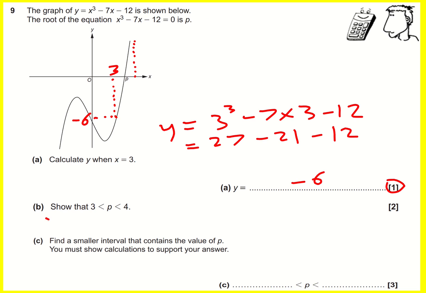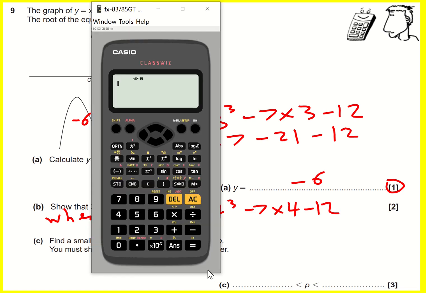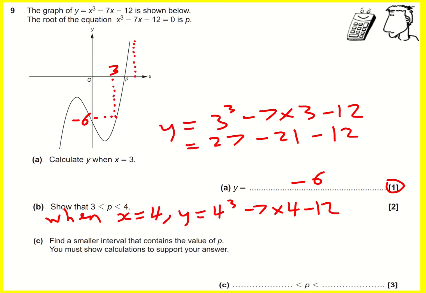So when this bit is just asking for a bit more understanding. When x equals 4, y is equal to 4 cubed minus 7 times 4 minus 12. I think I'm just going to get my calculator out for this bit. Whoops, have to be careful with the cube button. Minus 4 times 7. Okay, this is going to be positive, guarantee it. 24. So up here is 24.